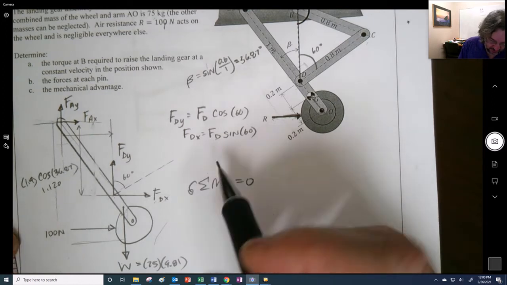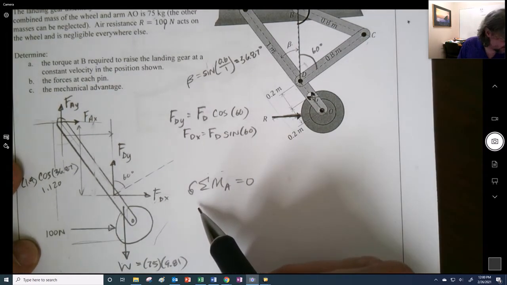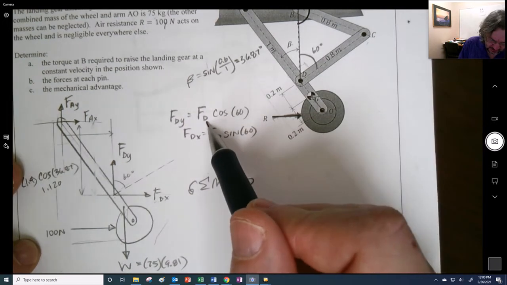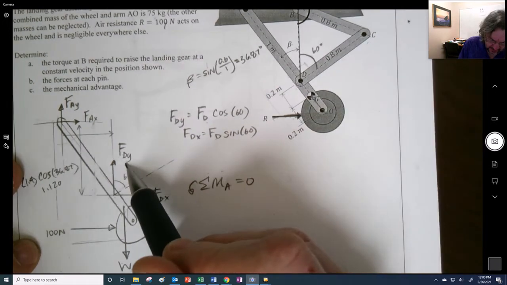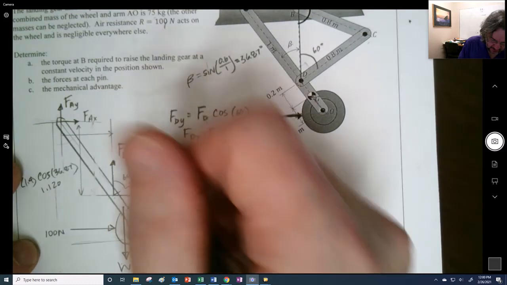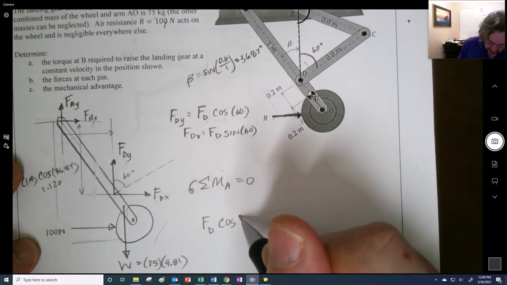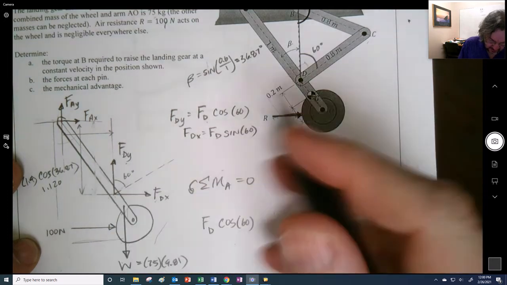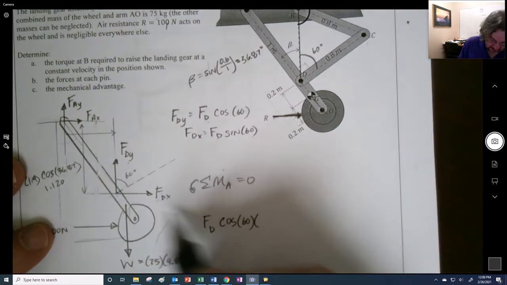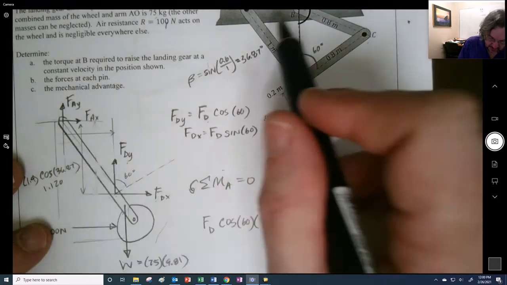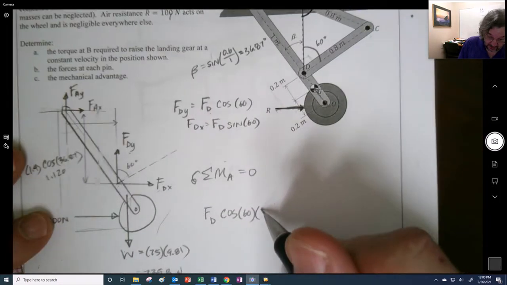All right, so let's march through here, and let me start out with the ones I don't know. So I'm going to take this FD. Let's take the FDY, and that's going counterclockwise. So FD times the cosine of 60, and it's positive because it's counterclockwise, multiplied by this distance, which we know to be 0.6.